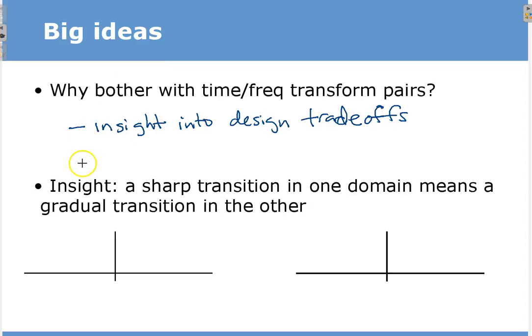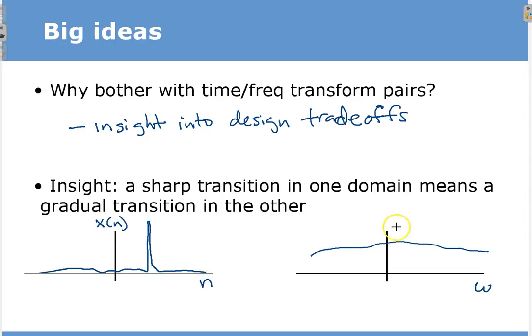So for example, if we have a signal that comes along, maybe it's very small, and then there's a big spike, so there's a very sharp transition here, maybe like an EKG signal is an example of a sharp spike. That will tend to be something that has a lot of content across a lot of frequencies. So here, this is my frequency, and this is time. This is x of n, and this is the frequency domain x of omega.